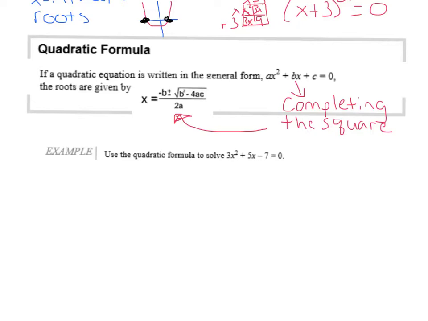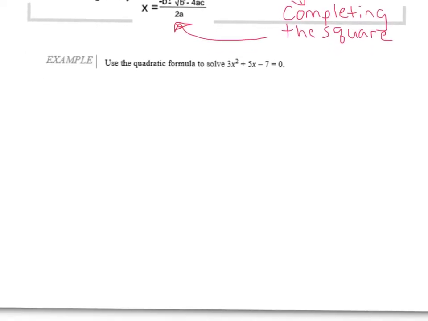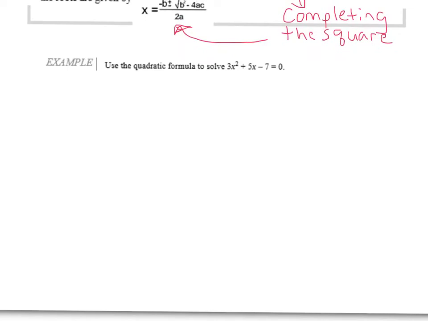On example A, let's go ahead and identify a, b, and c. A comes from what's in front of x squared, so a is equal to 3. And b is in front of just the plain old x term, so b is equal to 5. And then c is just that constant, so c equals -7. Then I can plug it in.